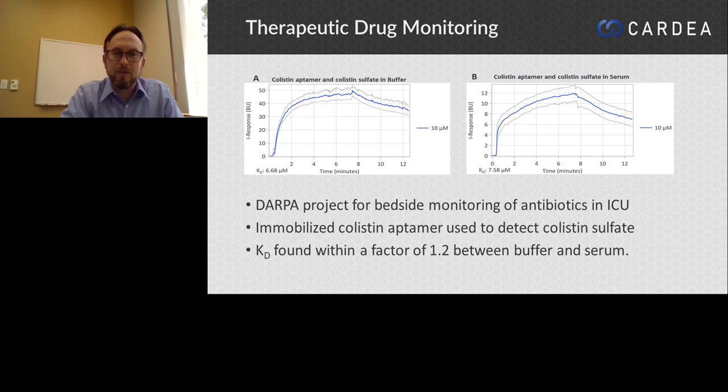This slide here shows we can detect drugs in people's serum. So this was part of a therapeutic drug monitoring effort that was funded in part by DARPA, where we looked at taking an aptamer against a small molecule and demonstrating that we could detect it in both buffer and in serum. Detecting drugs in real time in someone's blood is really important for dosing of antibiotics, of chemotherapy drugs, and things like that.